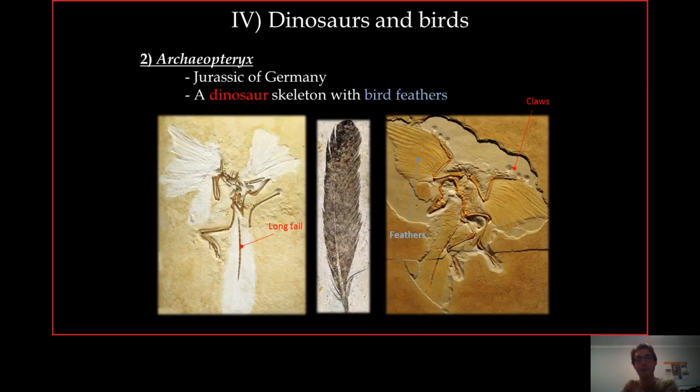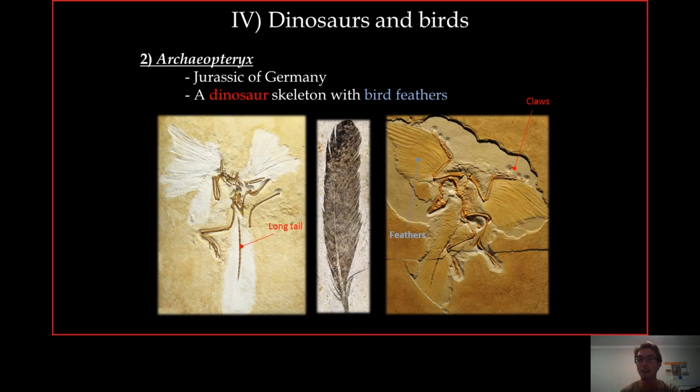And the fact that birds are dinosaurs has long been known since the discovery of Archaeopteryx in the Jurassic of Germany, which I think was in 1859 or 1860, something like that. So in 1860, Archaeopteryx was discovered in the Jurassic of Germany, and Archaeopteryx combines a dinosaur skeleton with bird feathers.